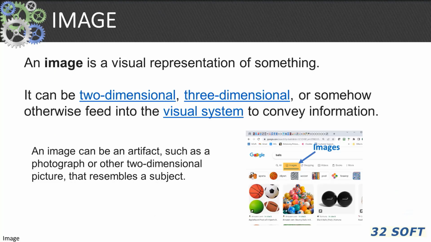An image is simply a visual representation of something. It can be 1-dimensional, 2-dimensional, 3-dimensional, or something other to feed into a visual system to convey information. An image can be an artifact such as a photograph or just a simple 2-dimensional picture that resembles a subject. Probably the most familiar image process would be the use of the image button on most internet browsers.